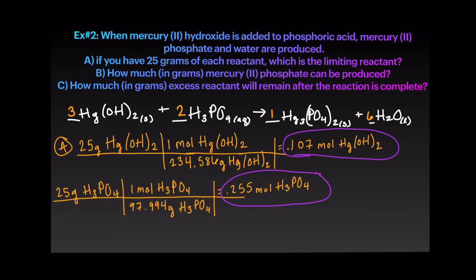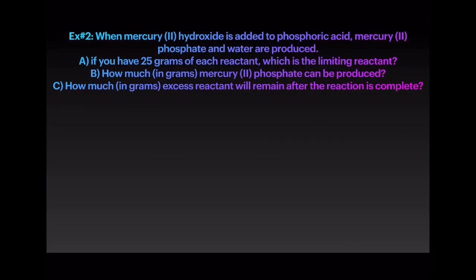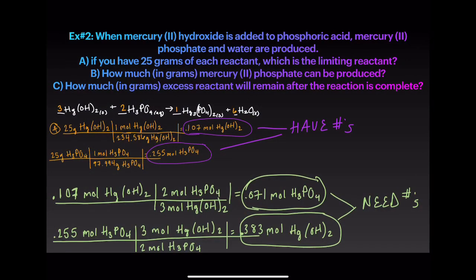And I'm putting up my balanced reaction so you can see it, because we're going to use it right now. So there's our previous work where we found the have numbers, but now we have to use our molar ratios that come from that balanced chemical reaction to find the need numbers.